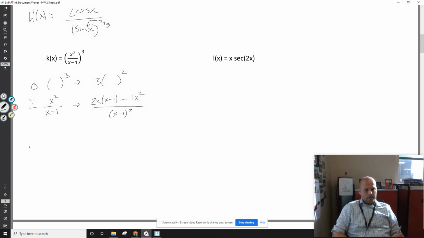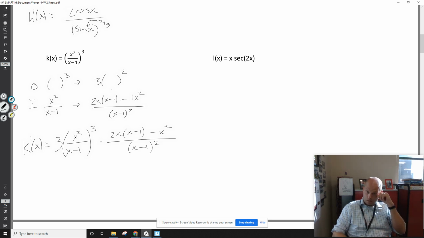Now, if we want to write this out, we can make it super complicated and just write it out as you see it: 3 x squared over x minus 1 cubed times this quotient rule derivative. But I'm going to show you how to simplify this, which is helpful if we were to solve equations, or say it's a multiple choice question and they're asking you for the derivative. You're not going to see this derivative. You're going to see a simplified derivative as an answer.